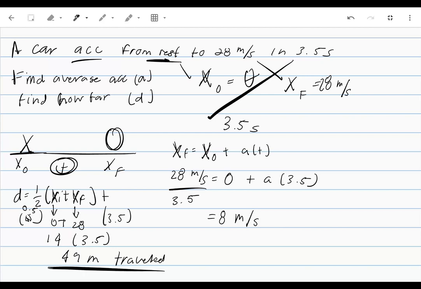So in total for your kinematics problem, the car would have accelerated with an average acceleration of 8 meters per second squared, and it would have traveled a total of 49 meters.